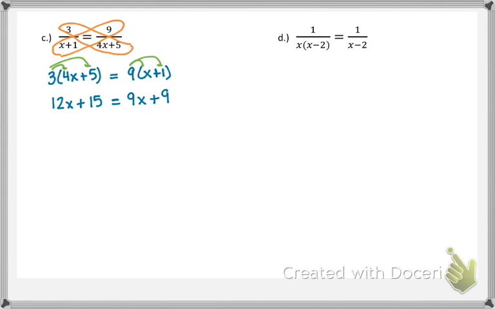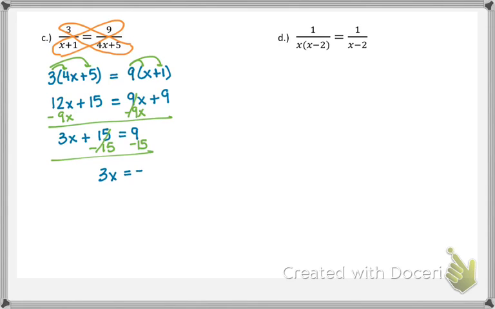And we want to move all our variables to one side of the equation. So let's minus 9x on both sides. And then we have 3x plus 15 equals 9. Let's minus 15 and move that over. And we have 3x equals negative 6. And then finally divide by 3. Okay, and x equals negative 2.